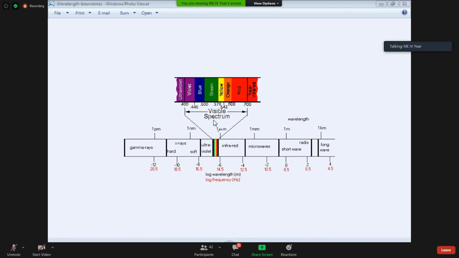Yes, sir. Okay, so whatever the visible spectrum we are seeing here, only this much. Just check the wavelengths and frequencies. Actually it is not needed, but I'm telling you for an idea.